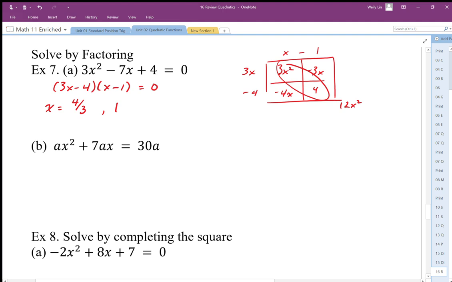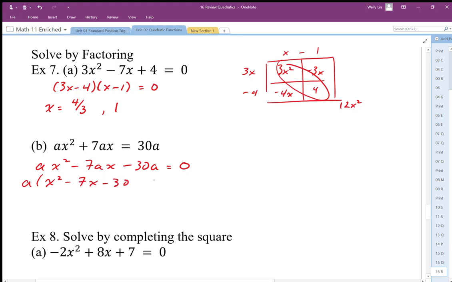So this one here, if we want to factor this, we first need to make it equal to 0. You might notice that there's an extra a in there, but that's okay because that happens to be a greatest common factor. And whenever we're solving by factoring, we always factor out the greatest common factor. So that's the first thing I'm going to do: factor out the greatest common factor of a.